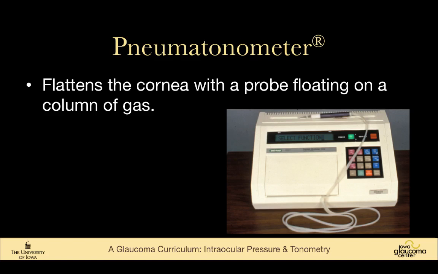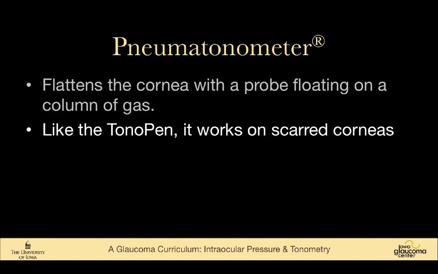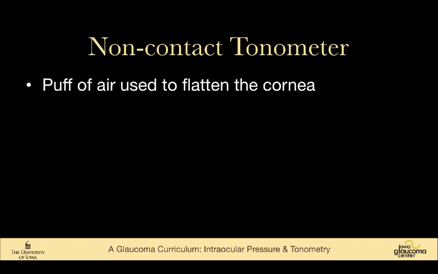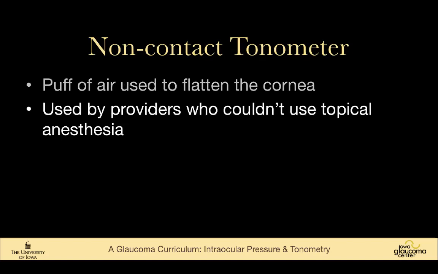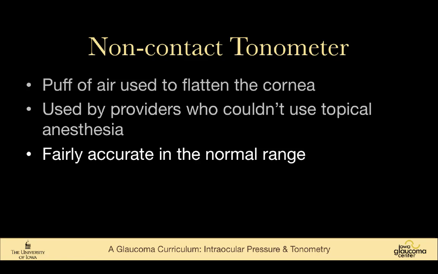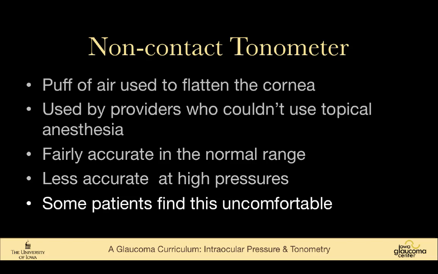The pneumatonometer uses a probe floating on a column of gas to measure intraocular pressure. Like the Tonopen, it works pretty well on scarred corneas. Non-contact tonometry uses a puff of air that flattens the cornea. This is used by people who couldn't use topical anesthesia. So in the old days, optometry couldn't use topical drops, so they would use air puff tonometry. It's fairly accurate in the normal range, but less accurate at high pressures. And some patients really dislike it because they find that blast of air to be quite startling and uncomfortable.